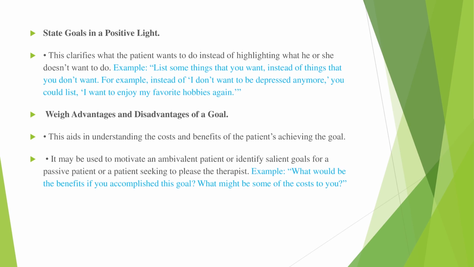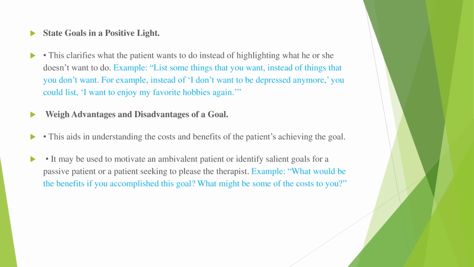State goals in a positive light. This clarifies what the patient wants to do instead of highlighting what he or she doesn't want to do. Example, "List some things that you want instead of things that you don't want." For example, instead of "I don't want to be depressed anymore," you could list "I want to enjoy my favorite hobbies again." Weigh advantages and disadvantages of a goal.